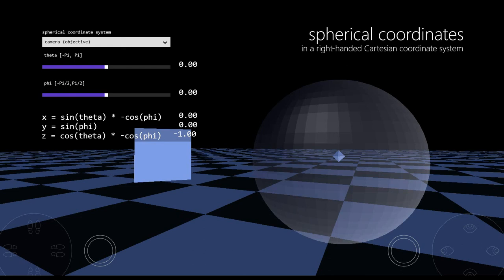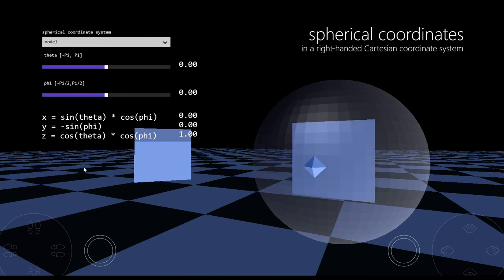Let's talk about mapping between spherical and Cartesian coordinates. My Cartesian system is right-handed, but I use two slightly different variations of spherical coordinates. One for rotating models in the scene, and one to pan and tilt the camera. Let's start with the model system, which uses these formulas. The indicator's position is the xyz position that theta and phi map to.